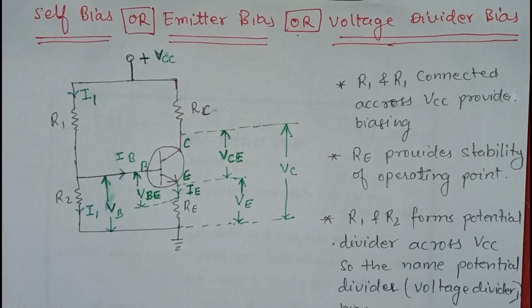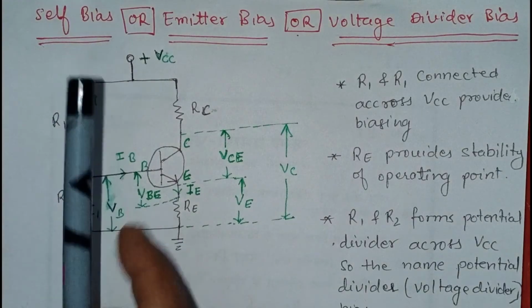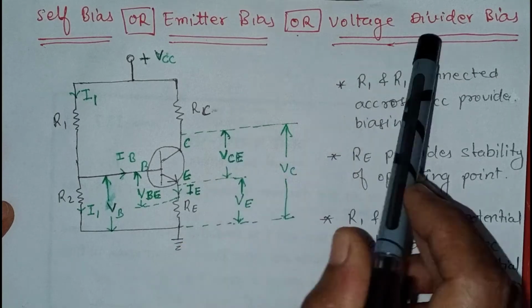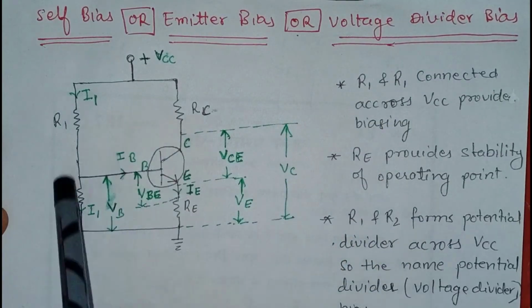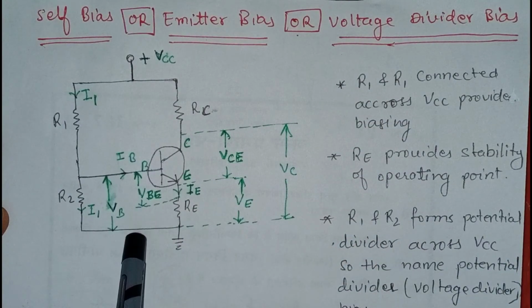In this video, we will discuss the most widely used method of transistor biasing. This is self-biasing. This is also called emitter bias or voltage divider bias. This is the circuit diagram of this self-biasing method.